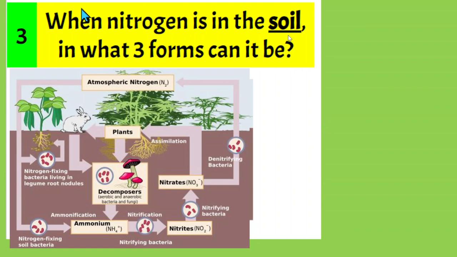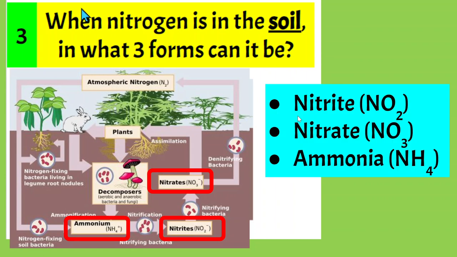When nitrogen is in the soil, what are the 3 forms that it can be? Remember the forms, that's going to be about the chemical formula or the chemical notation. The 3 forms we're going to talk about are ammonia and ammonium. We count that together. Nitrites, that's NO2. Nitrates, that's NO3. Those are the 3 forms in the soil where we're going to find our nitrogen. Nitrites, nitrates, and ammonia. This is actually NH4 is ammonium, NH3 is ammonia.